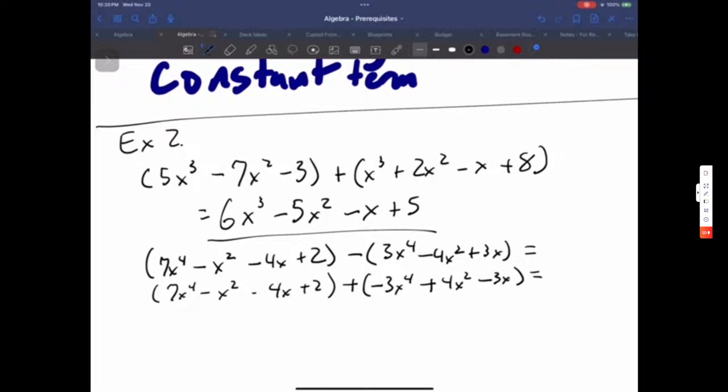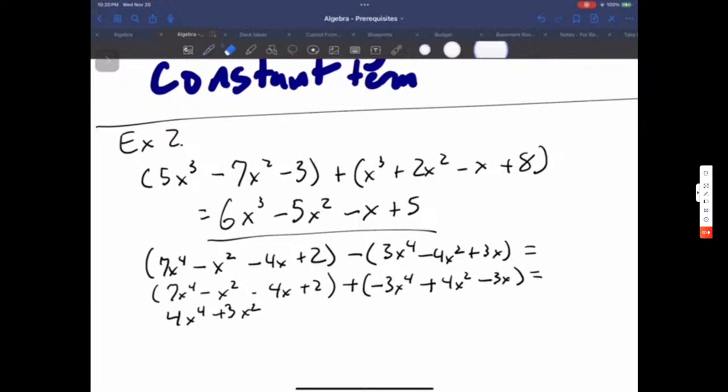So let's do that in our heads. 7 minus 3 is 4x to the 4. Minus 1 plus 4 is going to be plus 3x squared. You'll notice that there was not a cubed term in either of those.